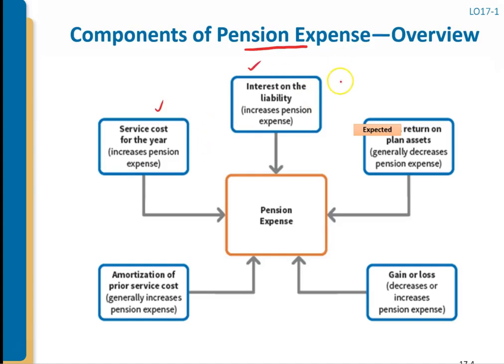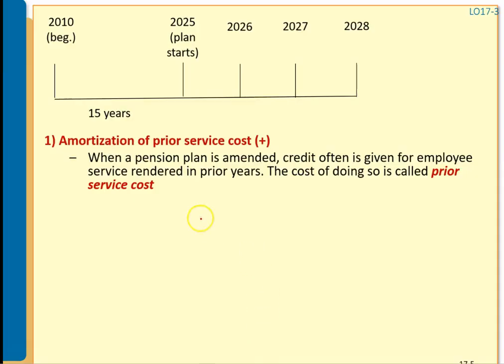We have interest on the liability because it's a long-term liability, and when we're talking about the liability, we're talking about the projected benefit obligation. We have the expected return on plan assets. We have a gain or loss depending on different things, and amortization of prior service cost. So let's go through these. Let's start with the amortization of prior service cost.